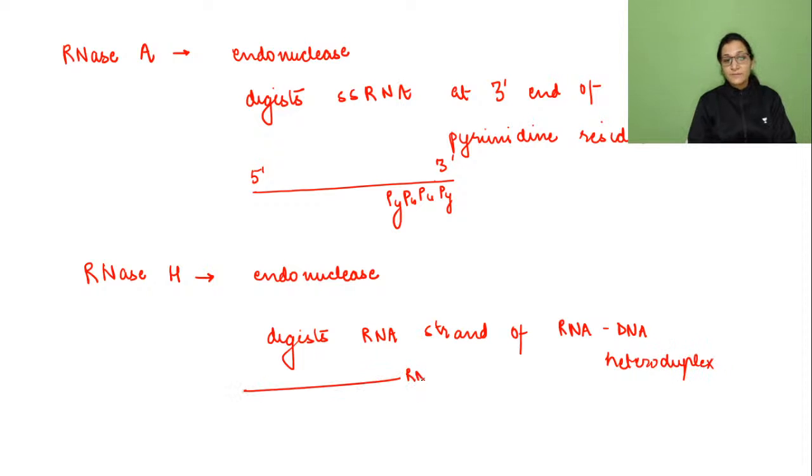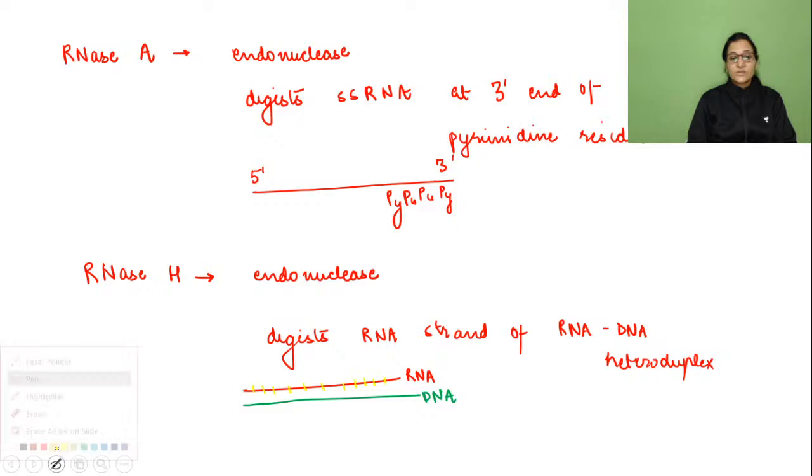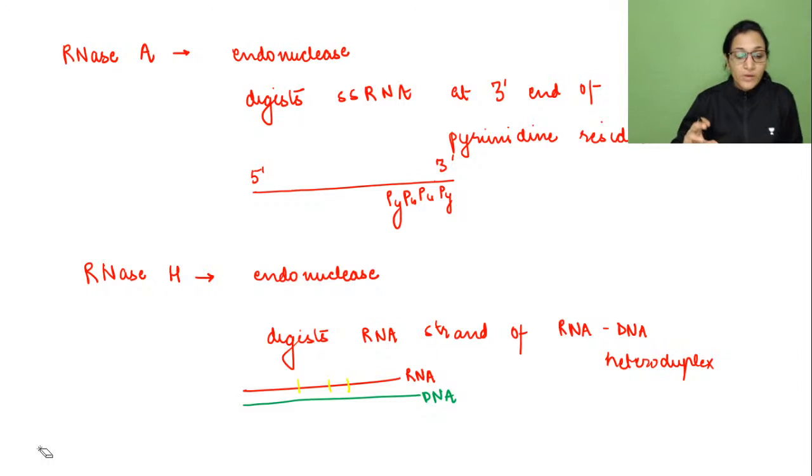So if this is RNA and this is DNA, RNase H is going to cut the RNA of such kind of hybrid. So not so many nicks. It can cut it somewhere over here because it's an endonuclease, right? It cannot cut the DNA, but it can cut the RNA. Okay, so that is RNase H.